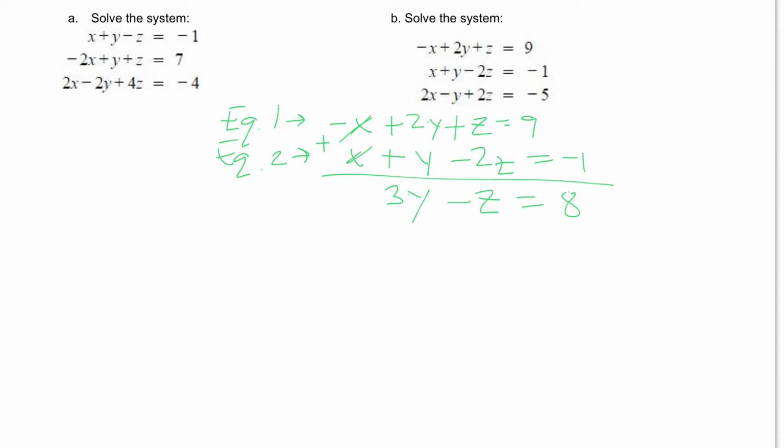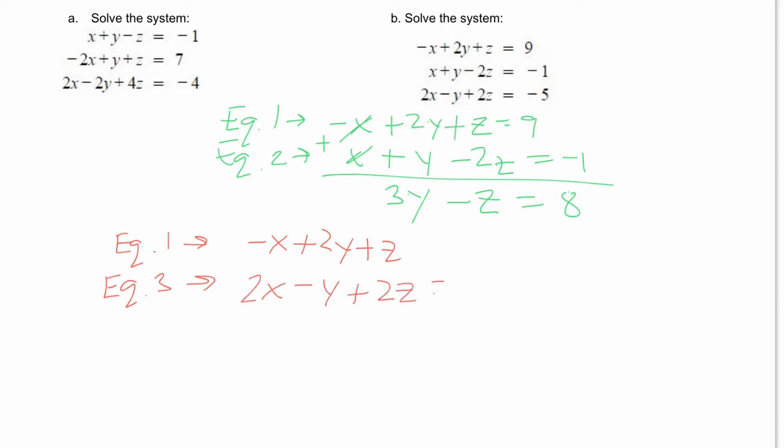Now, if I eliminated the x's in the first and the second equation, I now have to either choose the first and the third equation or the second and the third equation to eliminate the x's. I'm just going to go ahead and do the first one and the third one this time. So I'm going to do equation 1 and equation 3. And I need to eliminate the same variable I eliminated before. So equation 1, I have negative x plus 2y plus z equal to 9. And my third equation is 2x minus y plus 2z equal to negative 5.